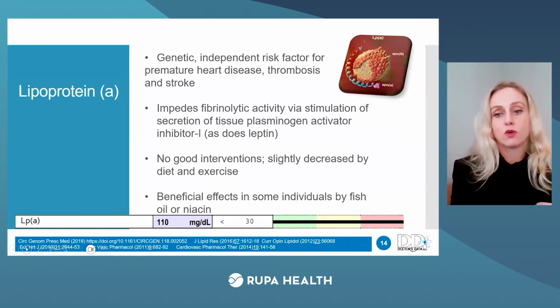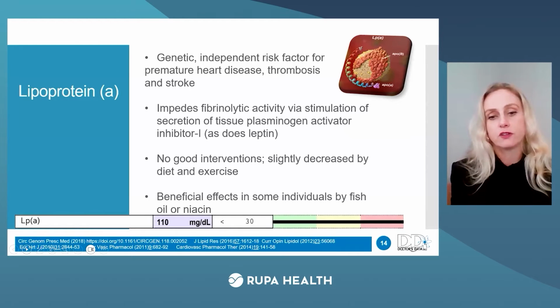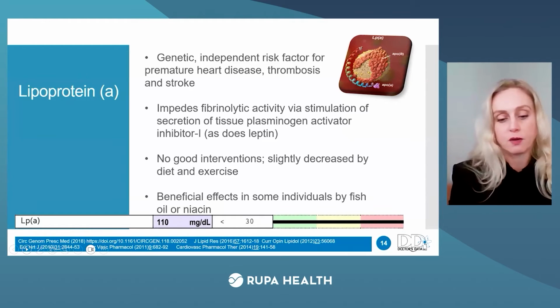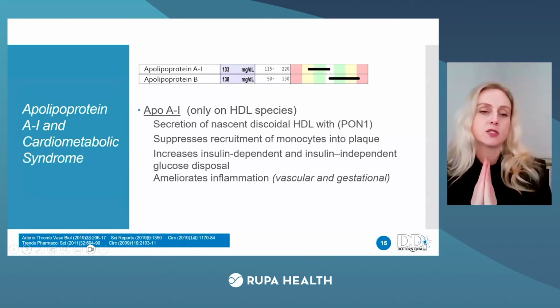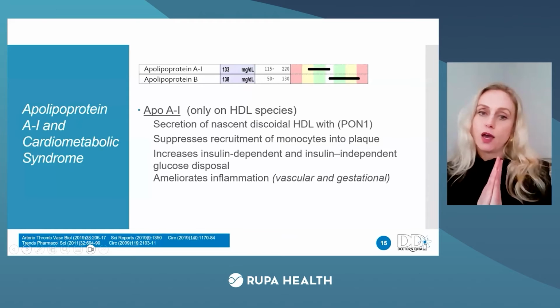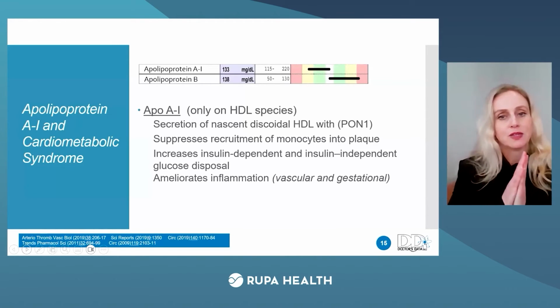There may be some roles for fish oil and niacin, and this may be a consideration for individuals to utilize multiple therapies at once, but again, a genetic component. Okay. The next ones are going to be the lipoproteins A1 and apolipoprotein B.